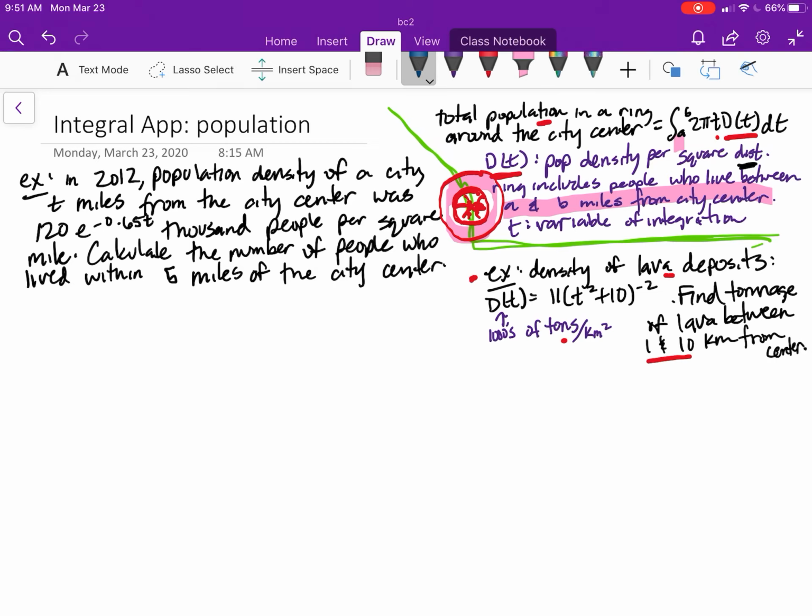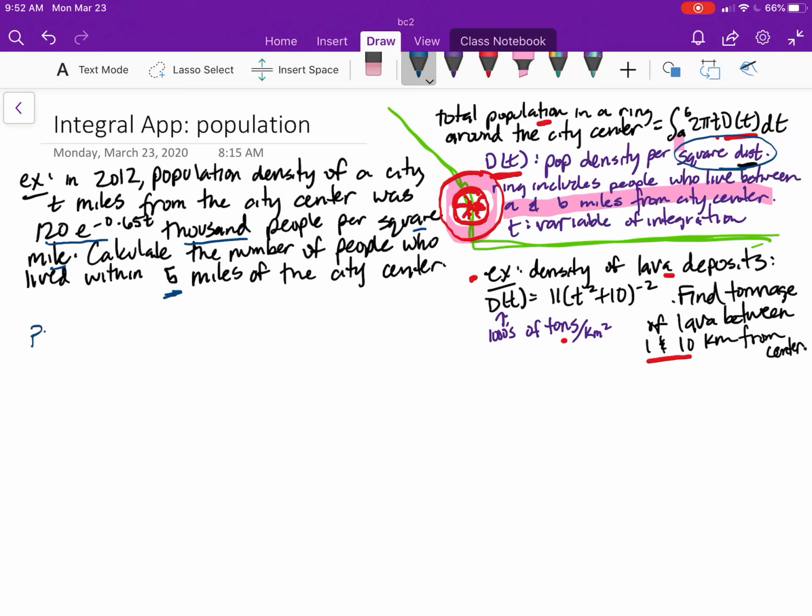So in 2012, the population density of a city t miles from the city center was 120 e to the negative 0.65 t thousand people. Okay, be careful of the units per square mile. That last thing about this formula is over here I said per square distance because it could be miles, kilometers, feet. I mean, whatever unit they give you. Okay. So this is d of t. That's our population density. And then within 5 miles means from 0 to 5.